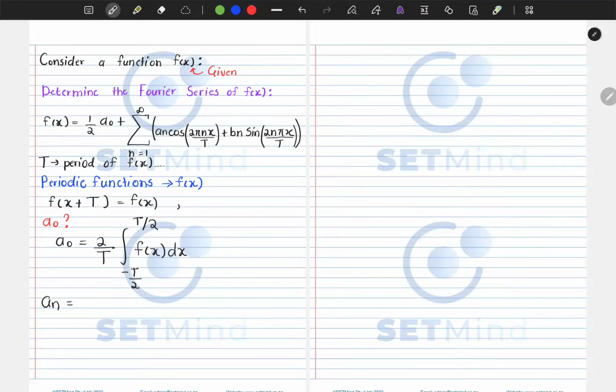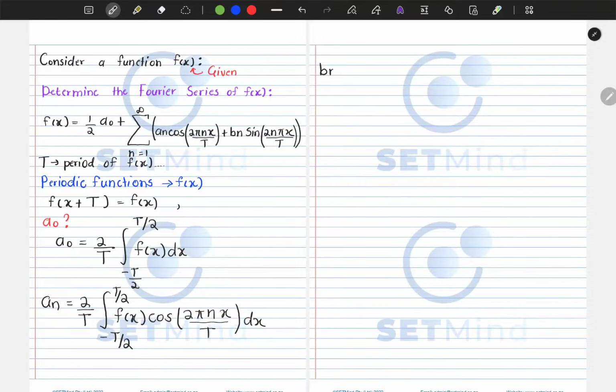Now let's go to our an. How do we find our an? It is in a similar form. It will be 2 over T and then the integral from negative T over 2 to positive T over 2. And what we are integrating is f of x multiplied by cos of 2 pi nx over T, and then this is integrated with respect to x.